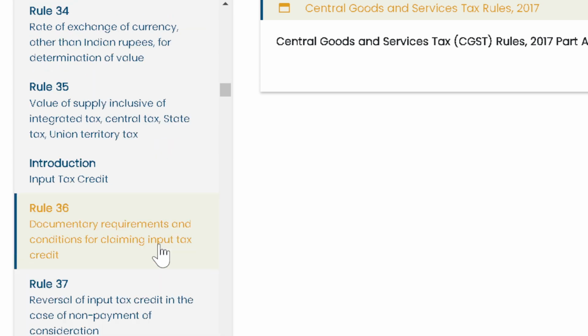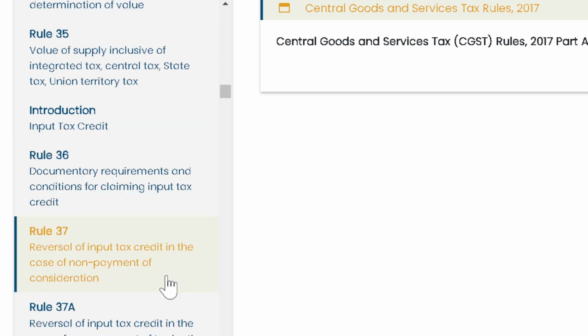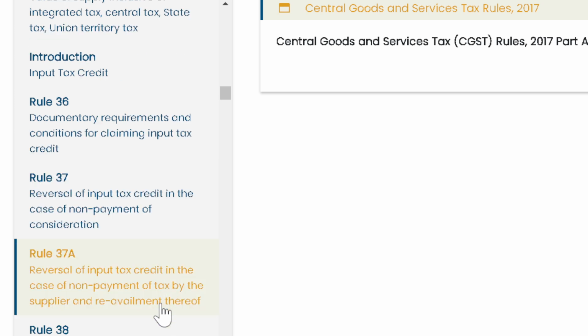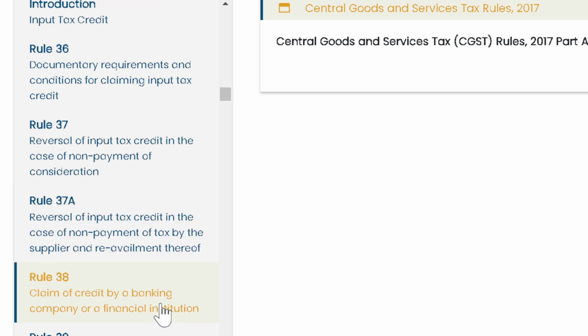Now we will be discussing input tax credit. Rule 36, Documentary requirement and conditions for claiming input tax credit. Rule 37, Reversal of input tax credit in case of non-payment of consideration. Rule 37A, Reversal of input tax credit in case of non-payment of tax by the supplier and reavailment thereof.